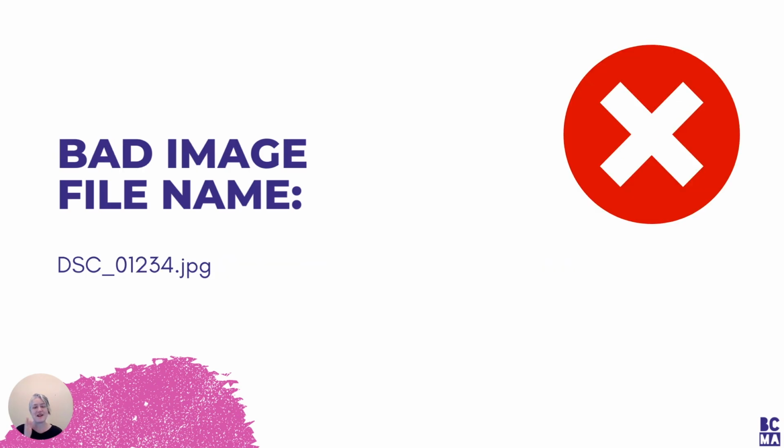This would be an example of a bad file name. This is what would just come off of your camera or your phone or whatever you're taking your photo with. DSC_01234. This is not descriptive. If you're browsing around in your files on your computer, and you don't have a preview to actually see what it is, you would have no idea what this file was until you opened it. Same thing with a computer, same thing with a search engine. They have no idea what this photo is. So by adding that descriptive file name, it helps them see what it is.